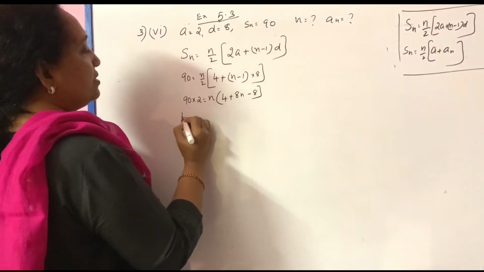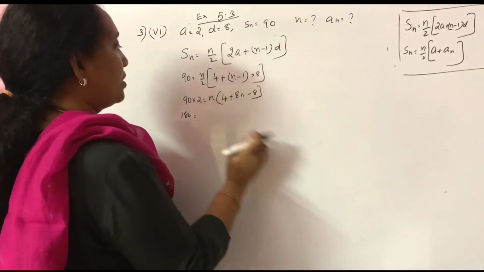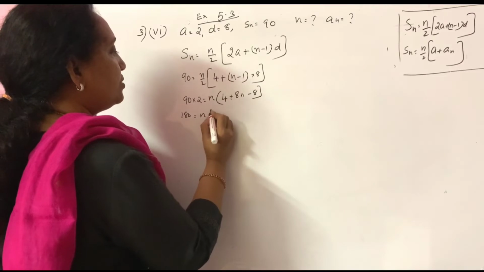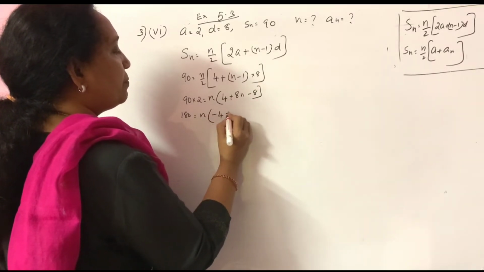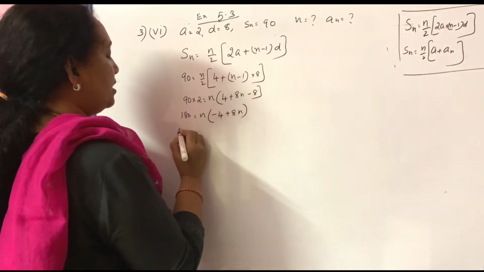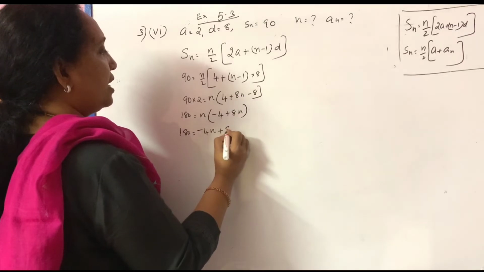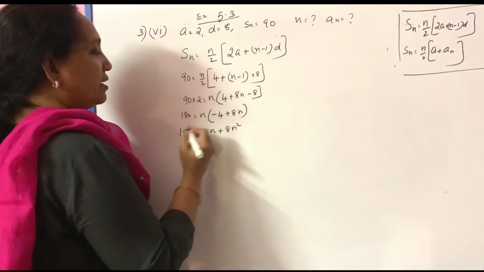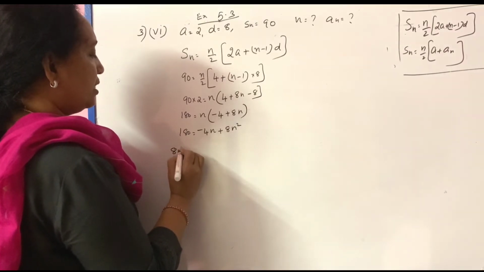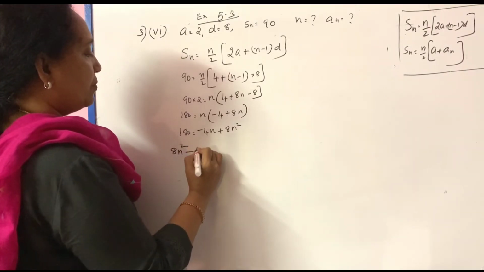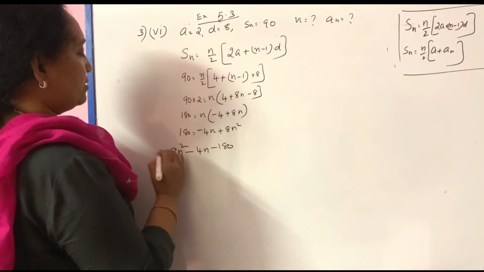Multiply by this. That is 180 is equal to, here 4 minus 8 is negative 4. So this is n into negative 4 plus 8n. That is 180 is equal to minus 4n plus 8n square. Now take this 180 to that side, then you will get a quadratic equation in n: 8n square minus 4n minus 180 is equal to 0.